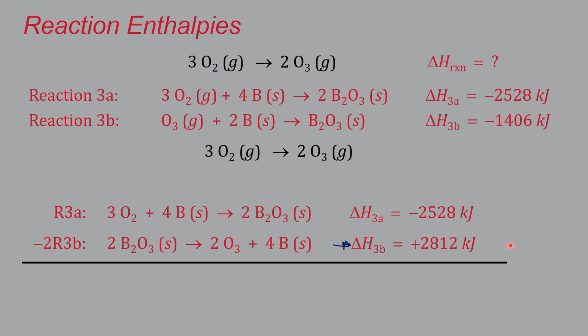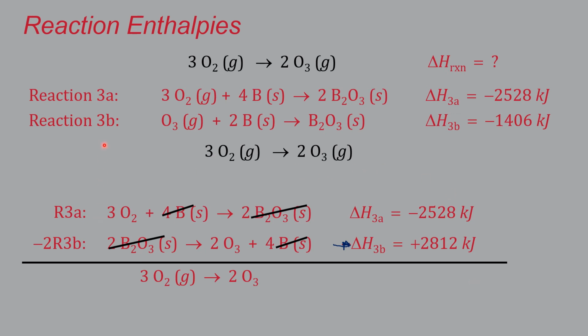Now let's look at what happens when we add these two reactions together. Well, if we add them together, the borons cancel out, the diboron trioxides cancel out, leaving us with 3 oxygens, giving us 2 ozones, exactly our target reaction. And the rule is that if these reactions add up to this, then these enthalpy changes have to add up to the enthalpy change of this reaction as well.